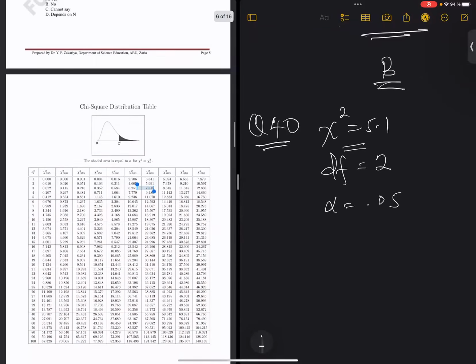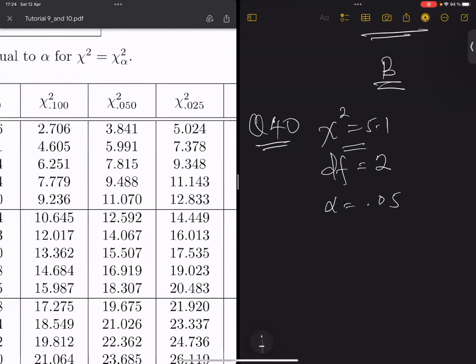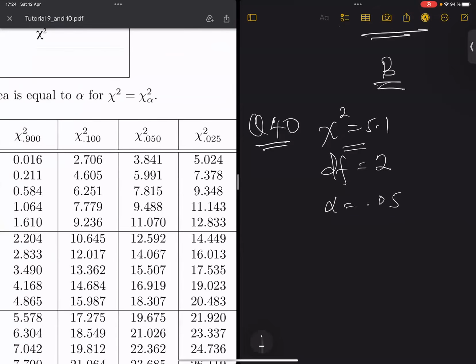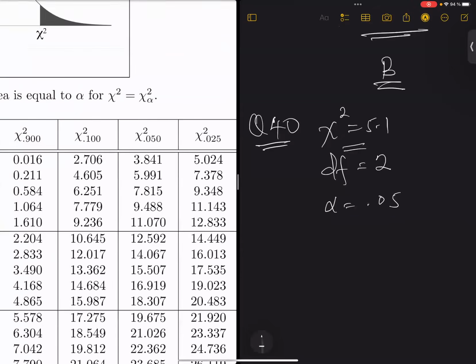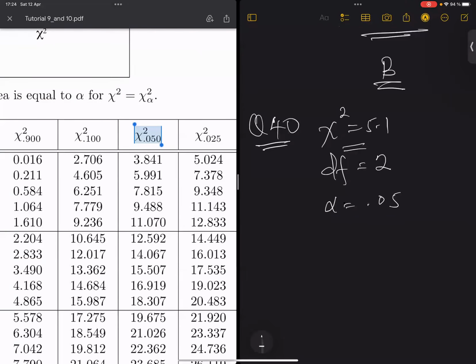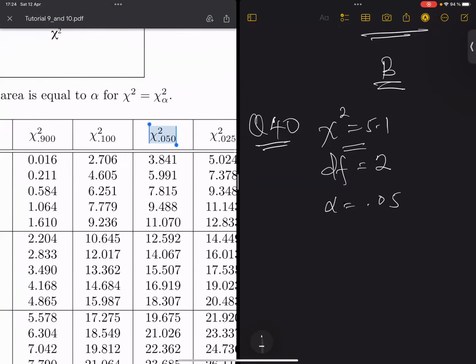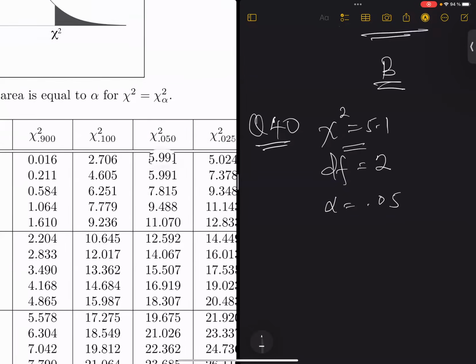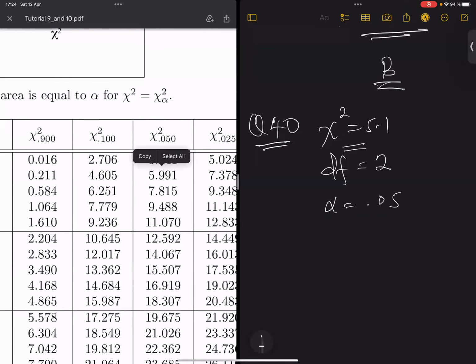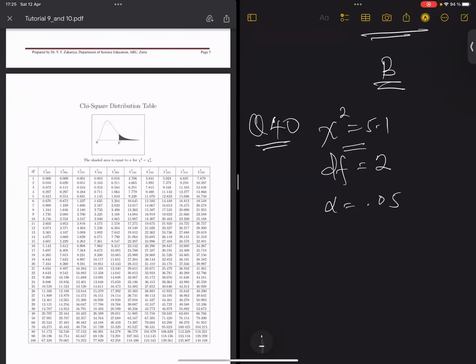Look at 0.05, all right? So this is 0.05. We need the degree of freedom to be 2. If you look here, degree of freedom 2 is the second row. You trace it down to 0.05. Look at it here. So the answer is 5.99. Excellent. So the critical value equals 5.991.